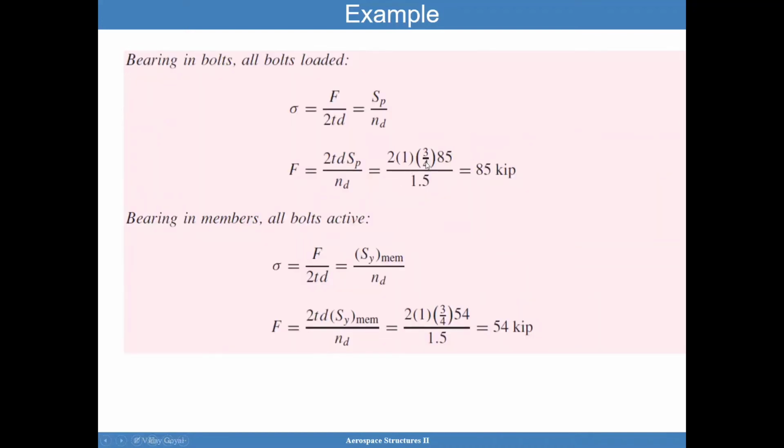And then we have 3/4 for the diameter, and then 85 from the spec of that bolt, the proof strength. So that'll give you 85 kips for that force. We also have bearing in members that should be calculated. So we have the force that's applied divided by 2dt, and we want to make sure that it doesn't exceed the yield strength of the material. As a consequence, we have yield strength divided by the factor of safety. We can solve for F, and as we go through this calculation, we found that F equals 54 kips.